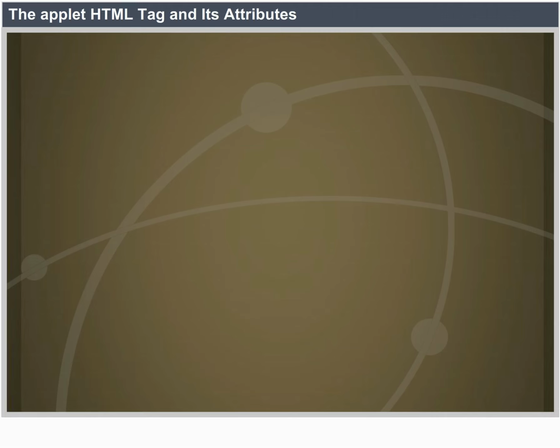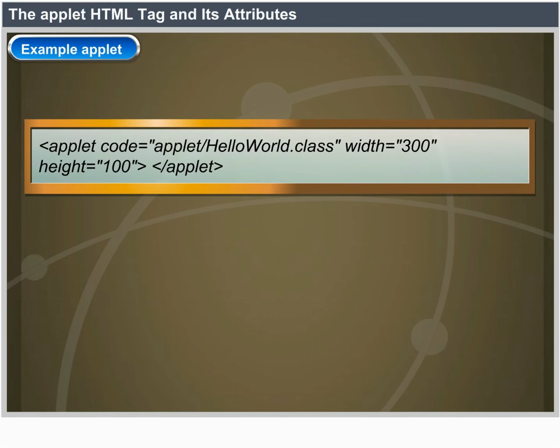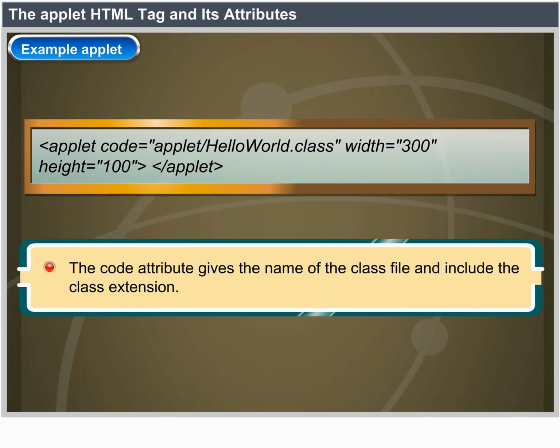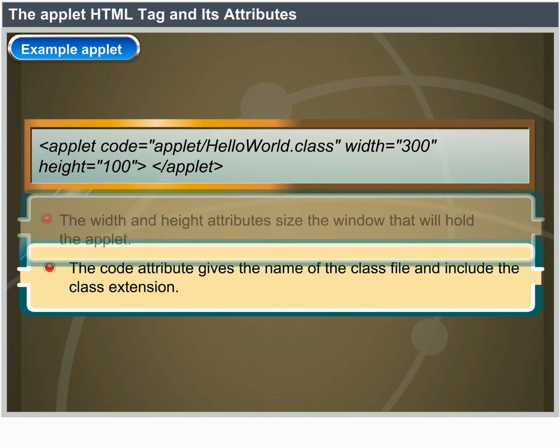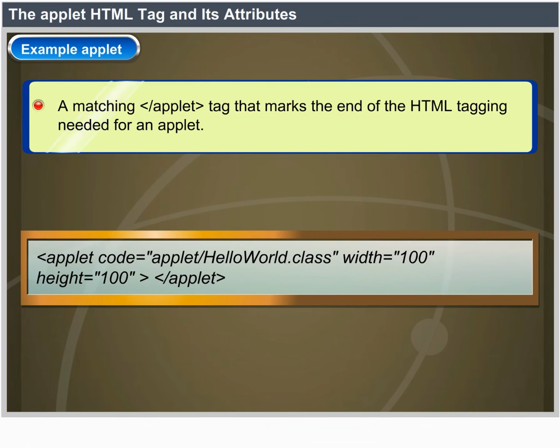The applet HTML tag and its attributes. Example: applet code equals applet/HelloWorld.class, width equals 300, height equals 100. The code attribute gives the name of the class file and includes the .class extension. The width and height attributes size the window that will hold the applet. A matching applet end tag marks the end of the HTML tagging needed for an applet.